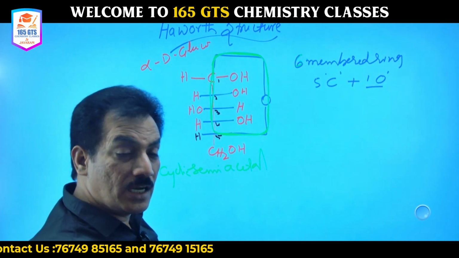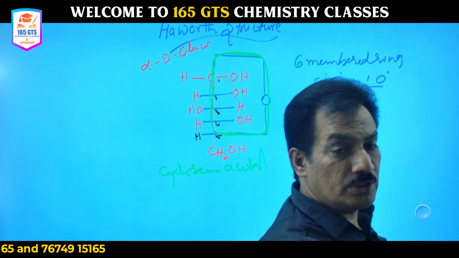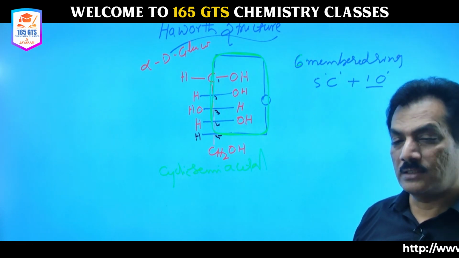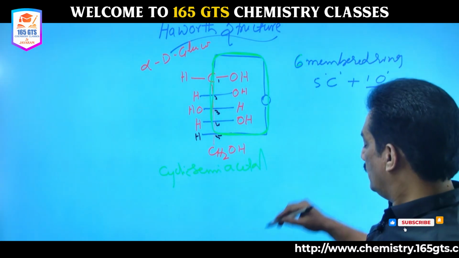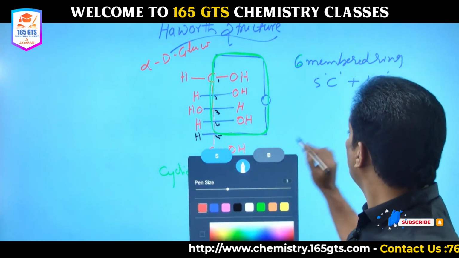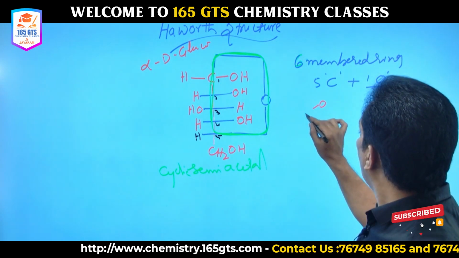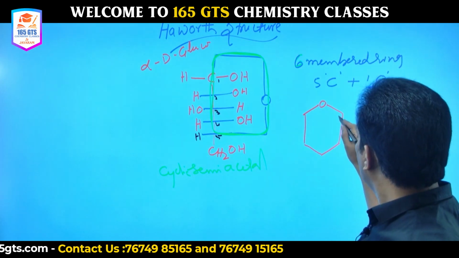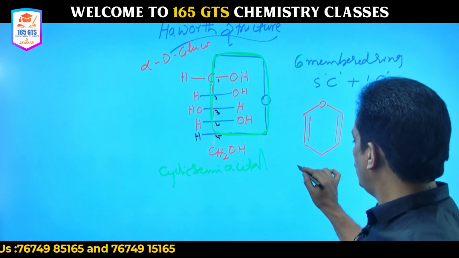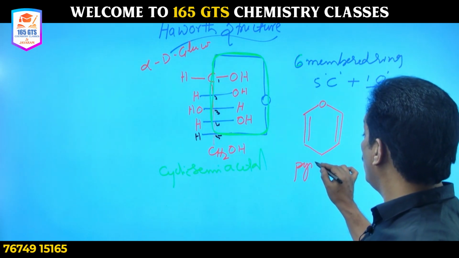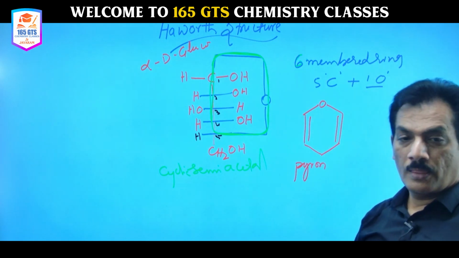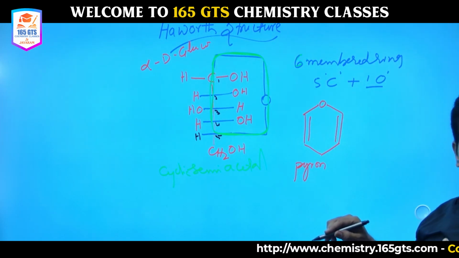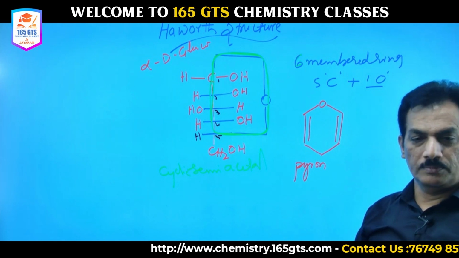And there is one organic compound with these 5 carbons and 1 oxygen atom. If you remember the cyclic ethers, what is that? It is nothing but this structure with O. Can you recall? Yes, it is pyran, a six-membered ring with 5 carbons and 1 oxygen.